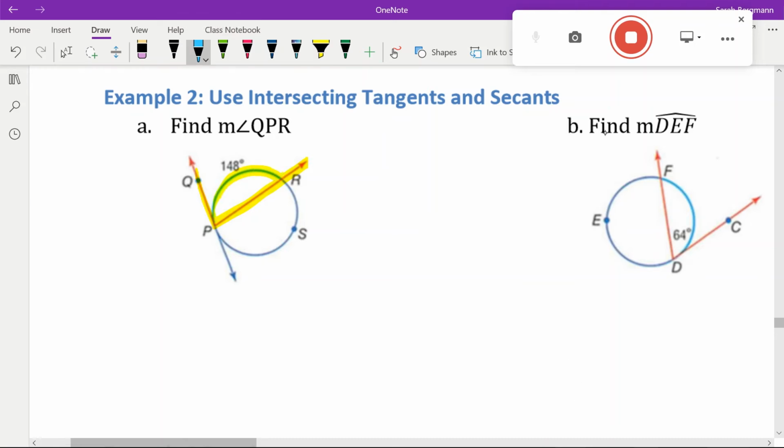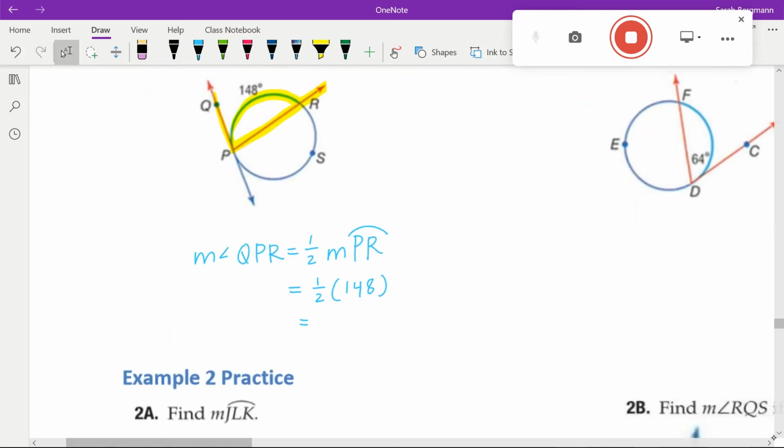And remember, we said the measure of angle QPR would have to be equal to half the measure of the arc it cuts off, arc PR. Now we know arc PR, its measure is 148 degrees. So we'll plug that in for the measure of arc PR. That leaves us with the measure of angle QPR must be equal to 74.